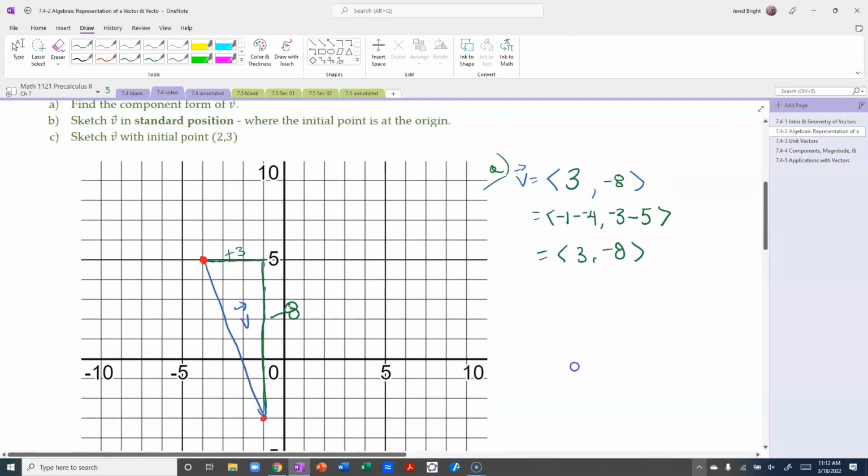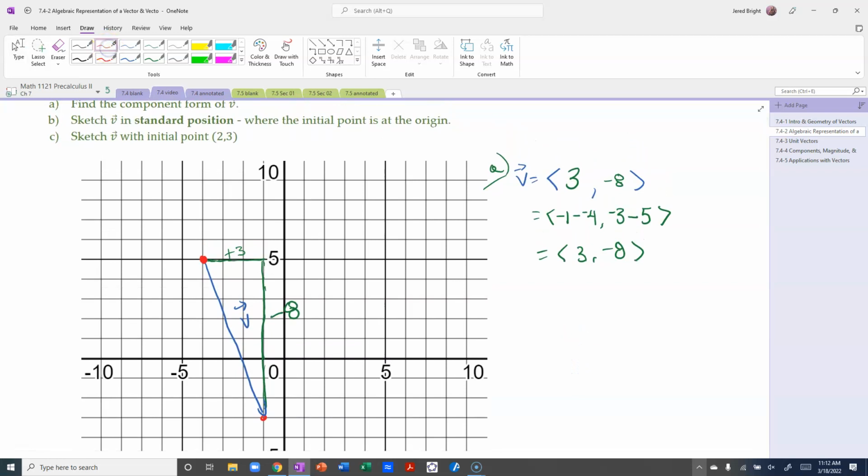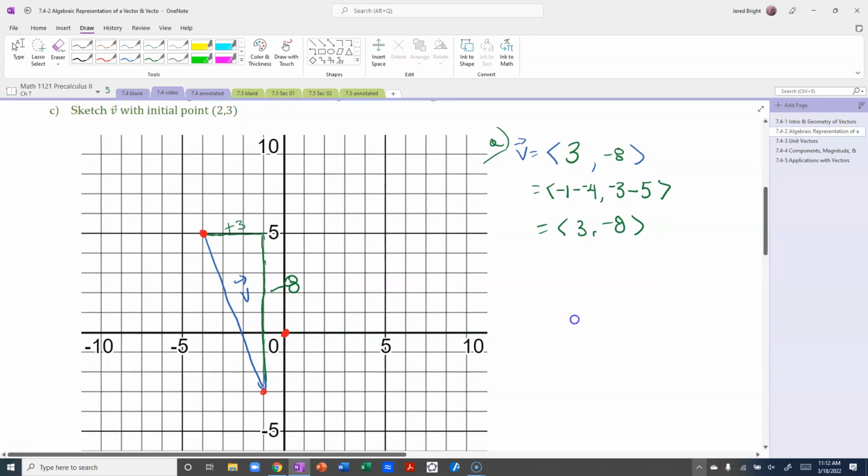All right, so next, standard position. Okay, this is new language that we haven't seen. Sketch v in standard position. So this just means the initial point is at the origin. Okay, so initial point is at the origin. And vector v, right, this is actually describing how to move from your initial point to your terminal point.